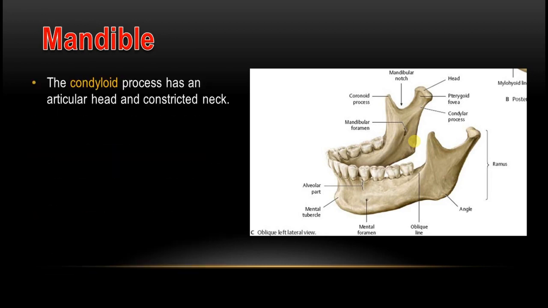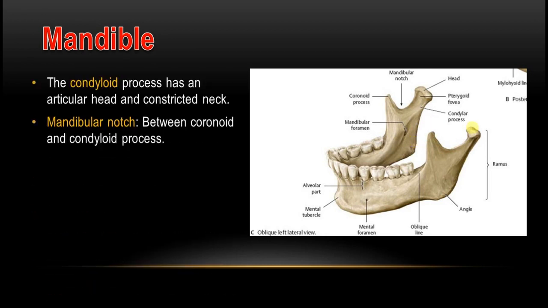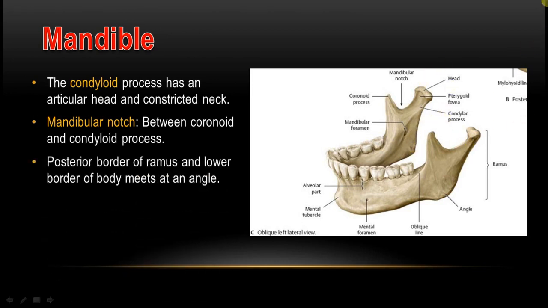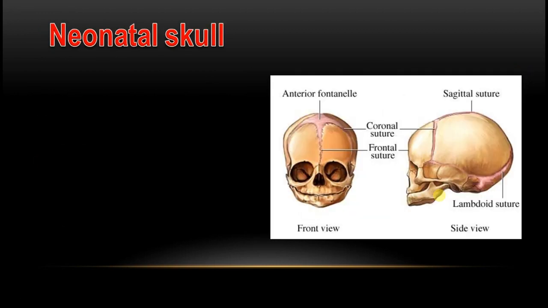Then, other features, condyloid process as an articular head and neck, then the mandibular notch, as I told you, which is related to the masseteric nerve. So, angle is formed by the meeting of the posterior border of the mandible and the inferior border or the base of the mandible. The angle is approximately 110 degrees. In children, it is 140 degrees.